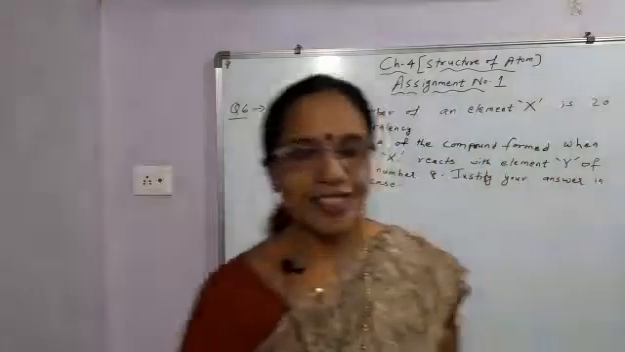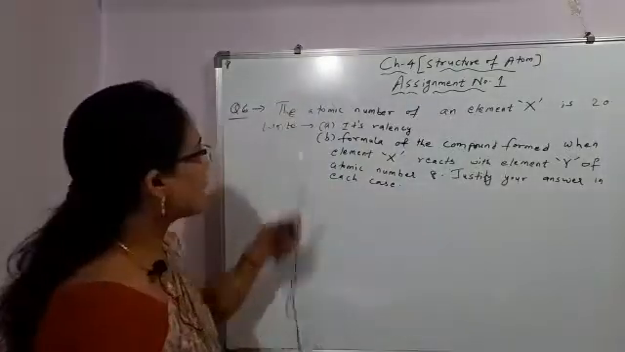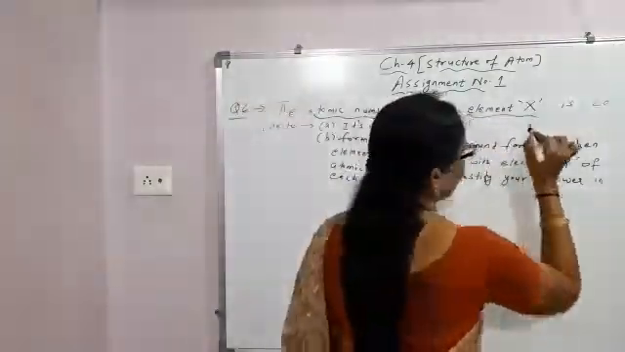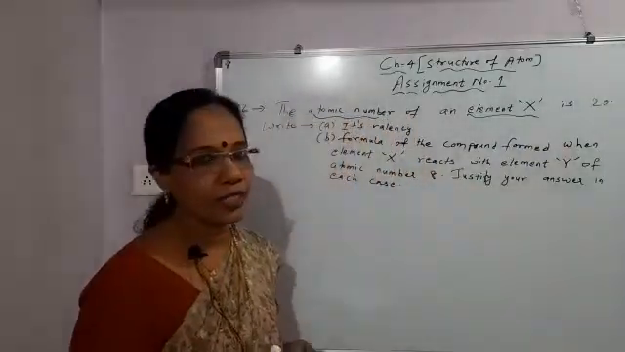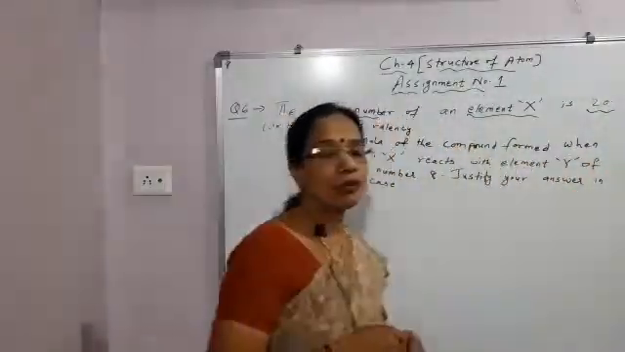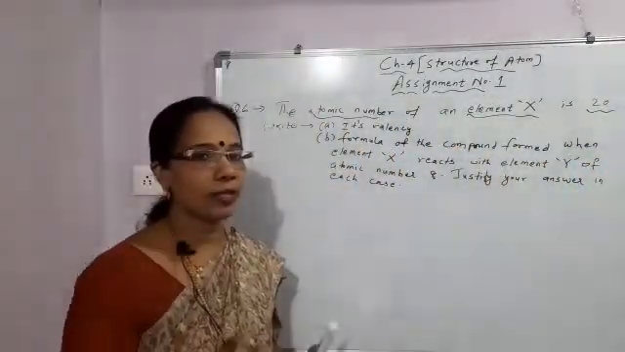Next students, your sixth question. The atomic number of an element X. Name of the element is not given. It is mentioned element X. Atomic number is given. What is that? 20. So students, you know which element has atomic number 20?